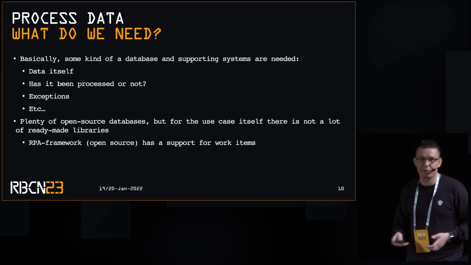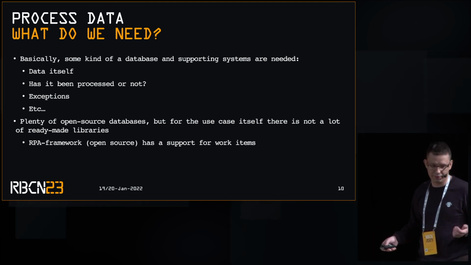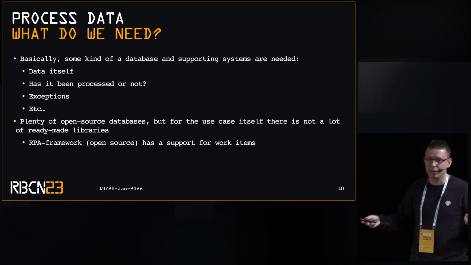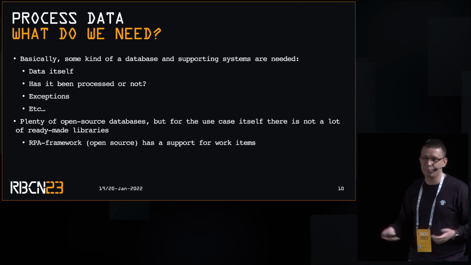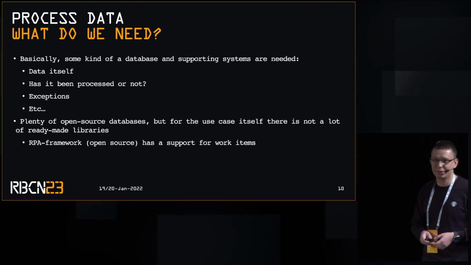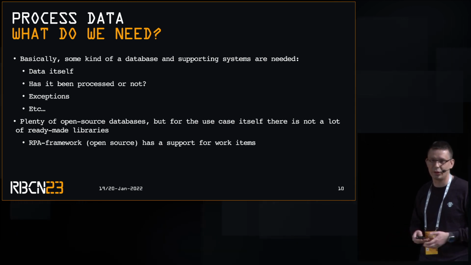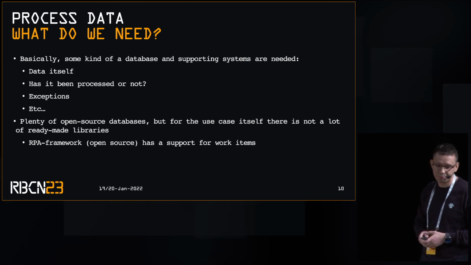And basically to address that, we need some kind of a database and supporting systems on top of that. We need something to handle the data itself, maybe the customer ID. We need some status indicators, has the data been processed or not, and maybe something to flag the exceptions in a way that they can be handled later. And of course, a lot of other things that will pop up from the business requirements.